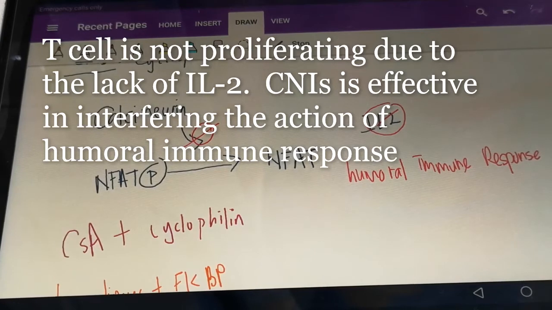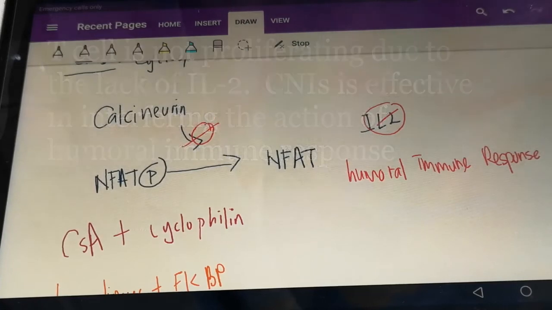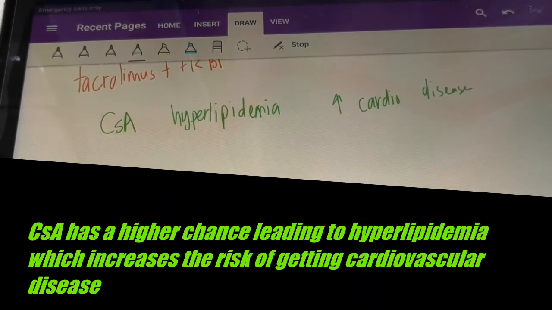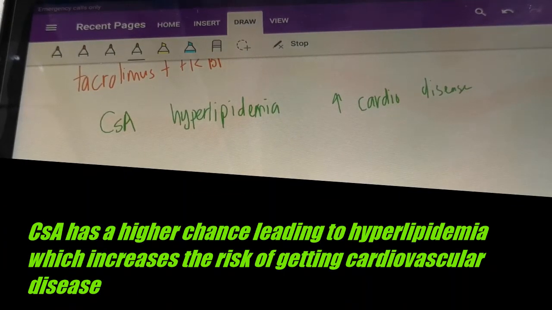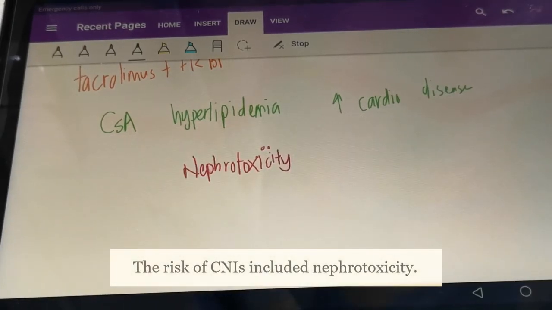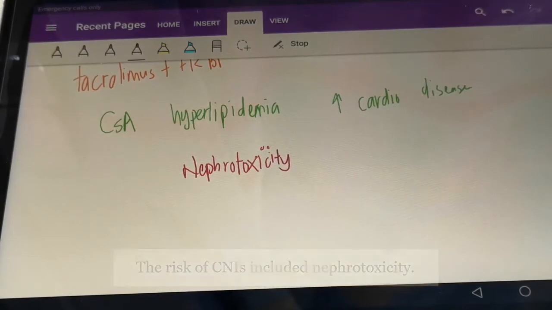Calcineurin inhibitor is effective in interfering with the action of the humoral immune response. Cyclosporin A has a higher chance of leading to hyperlipidemia, which increases the risk of getting cardiovascular disease. The risk of calcineurin inhibitors includes nephrotoxicity.